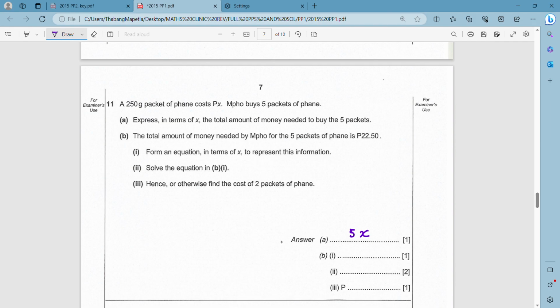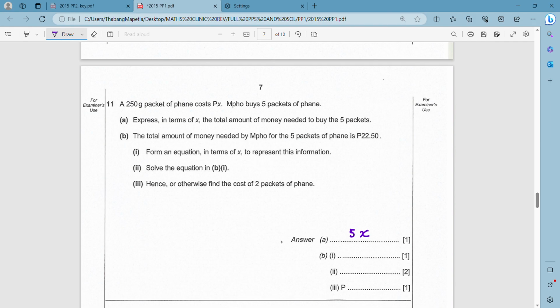So number B says the total amount of money needed by Mpo to buy the 5 packets of pani is 22 pula 50. Read it again: the total amount of money needed by Mpo for the 5 packets of pani is 22 pula 50. It is needed to buy that pani. Remember, no change. They have not said there is change, which means there is no change, because they're saying the total money needed is 22 pula 50. And then part i says form an equation in terms of X to represent this information.